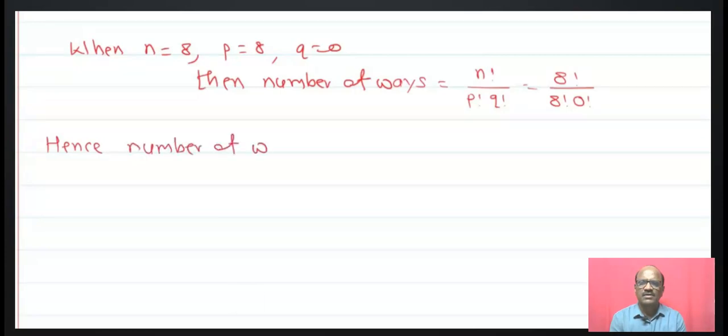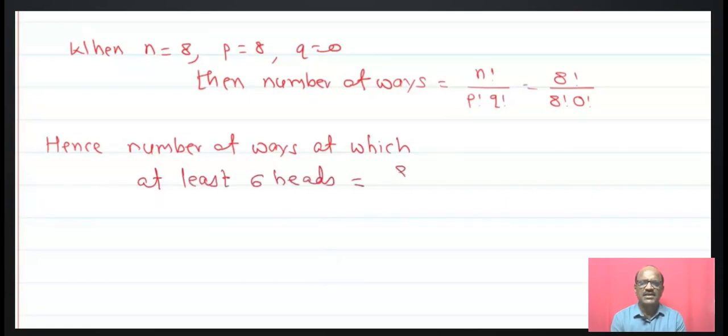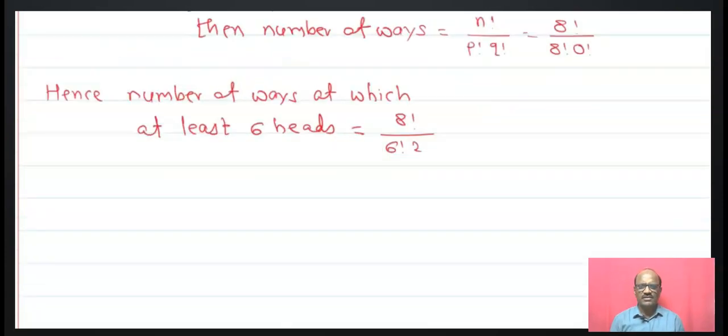Therefore, the number of ways in which at least 6 heads is 8!/(6! × 2!) + 8!/(7! × 1!) + 8!/(8! × 0!). 0! is 1.